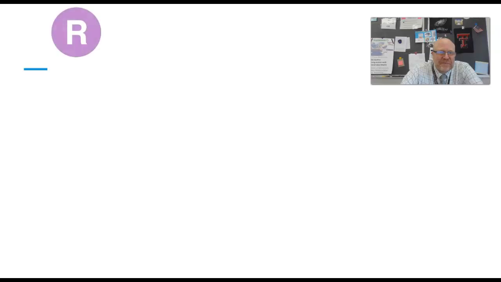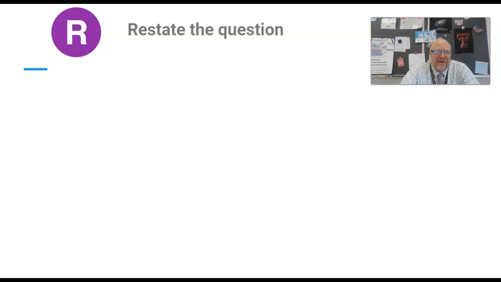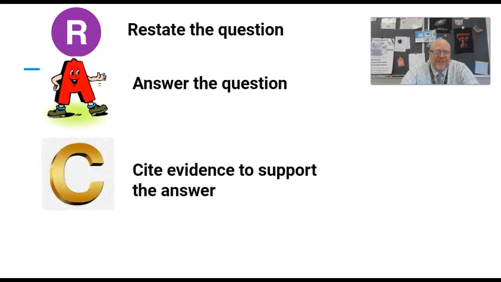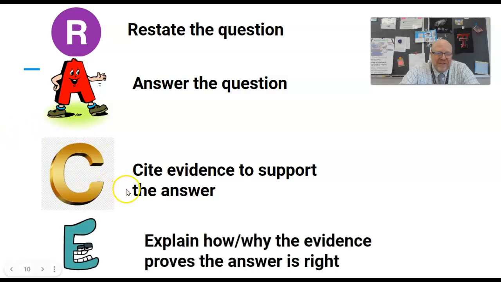Let's do it. All right, so when we answer open-ended questions, we're going to use something called the RACE format. R-A-C-E stands for restate the question, answer the question, cite evidence to support the answer, and explain how or why the evidence cited here proves the answer is right. So the E connects the C and the A.